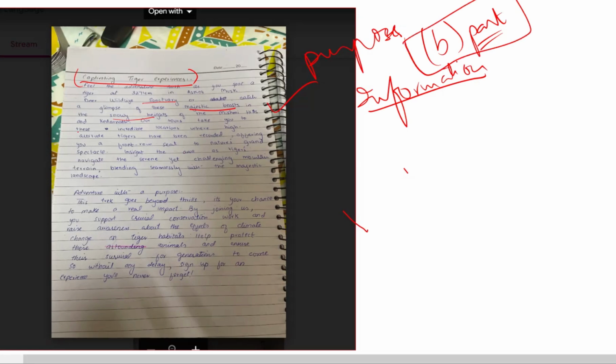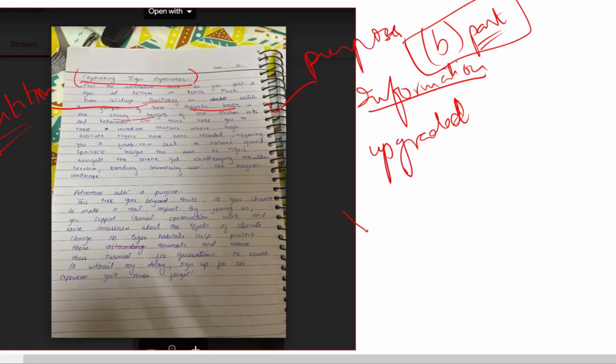Heights of the Mishmi Hills and Kedarnath, our tours take you to these incredible locations where high altitude tigers have been recorded. Okay, fine. So informative, catchy, upgraded vocabulary, I must say, used here, but try not to repeat the word, okay? Repetition of even a single vocabulary word would, of course, make you waste the words, right? Otherwise, you are going perfectly fine.